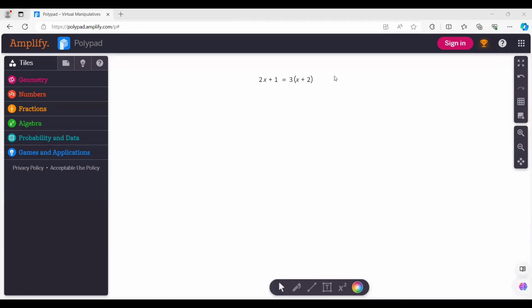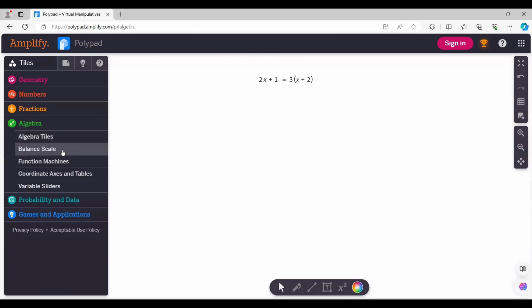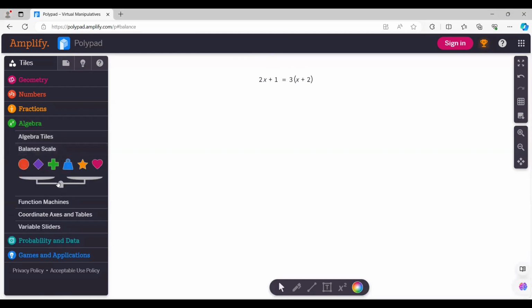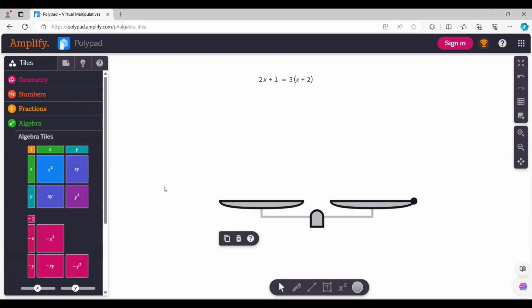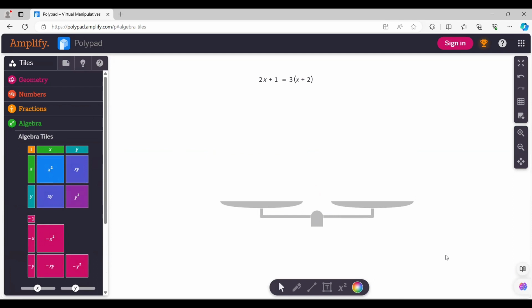Today we are going to use Polypad to solve equations. So this is our equation. For this type of equation, we can use algebra here, and then we can choose the balance scale. We drag the scale here, and then we can put the terms and numbers inside the scale to solve it.